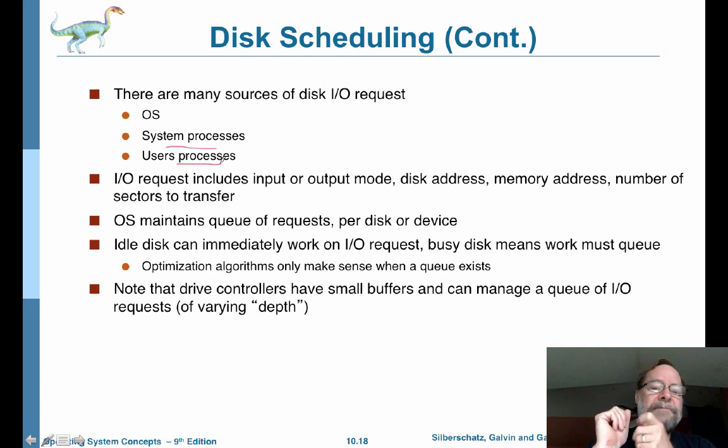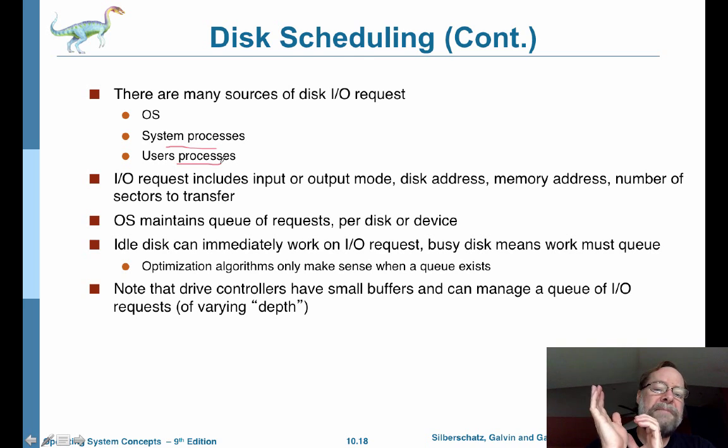And the requests are going to include information such as, is this an input request? That is, do I want to get information from the hard drive, or is it output? I want to write stuff onto the hard drive. I'll need information like, what's the address of the disk? Because there may be multiple disks I'm trying to access. What address am I trying to access in memory? How many sectors do I want to transfer? That kind of thing.